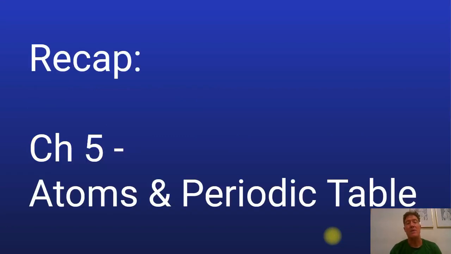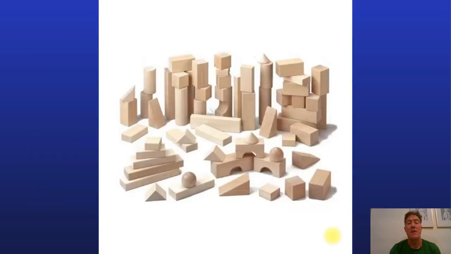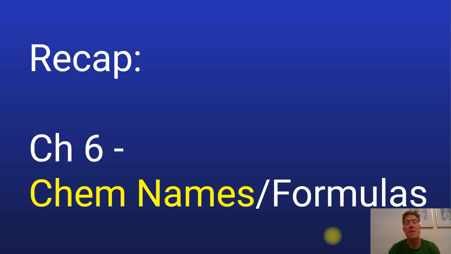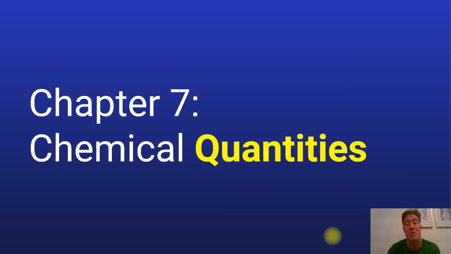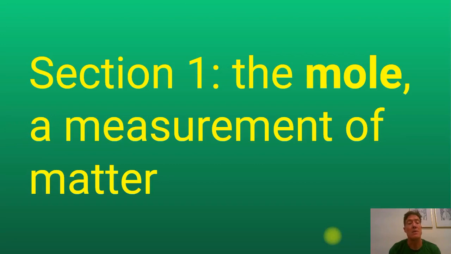Remember in chapter 5 we talked about atoms as the fundamental building blocks of the material world. And then in chapter 6 we talked about the rules for naming those fundamental building blocks and chemical formulas. And today we're going to talk about how to count those fundamental building blocks. And because they're so small, we're going to use a special way of counting small objects. That's known as the mole.